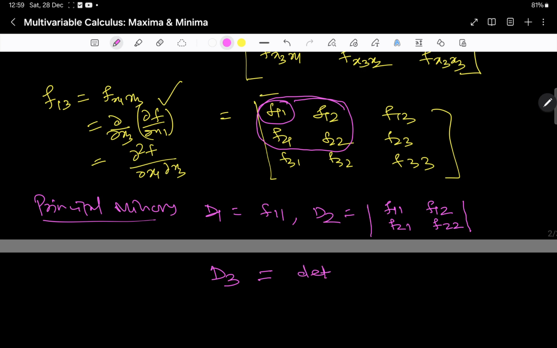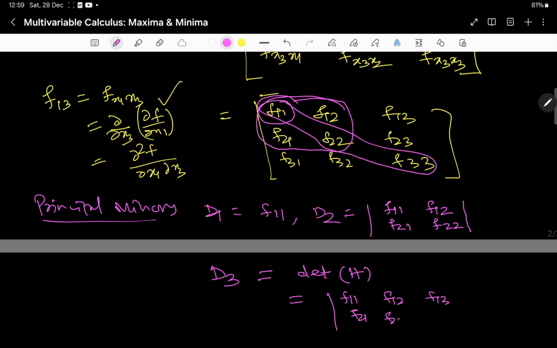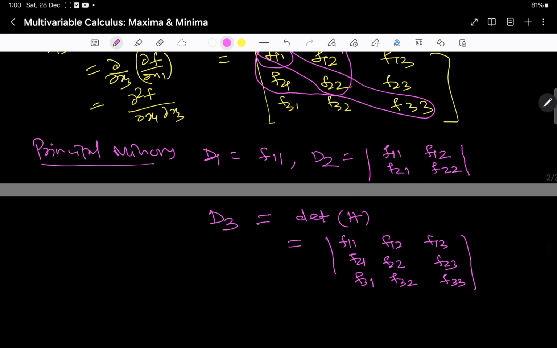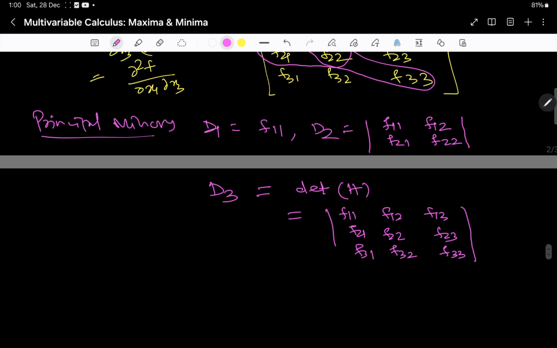It is the determinant, meaning we keep the diagonal fixed. We have the determinant of the Hessian matrix. So that will be the determinant of the entire matrix: f11, f12, f13, f21, f22, f23, f31, f32, f33. We take the determinant of this matrix. Okay, so similarly we can extend it to more variables.